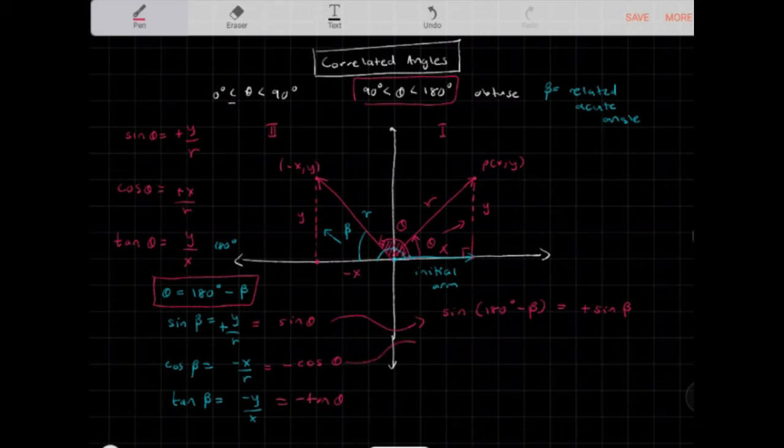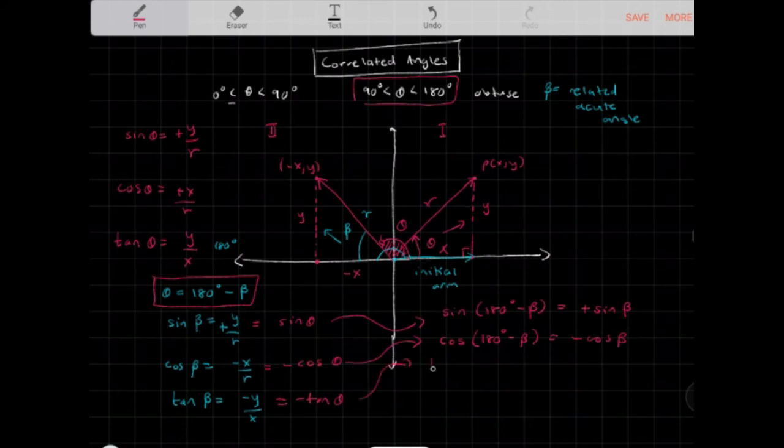We can notice here also that cosine of 180 degrees minus beta, because it's cosine theta, right? I'm going to make the right side completely positive, is equal to negative cosine beta, right? So whatever the obtuse angle is going to be equal to the negative value of the related acute angle, beta.